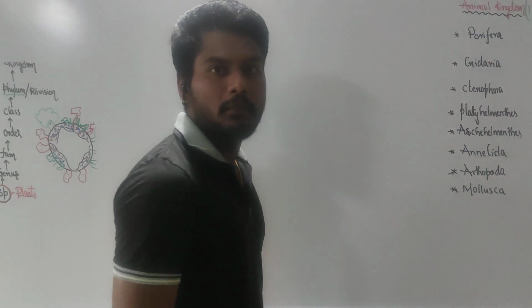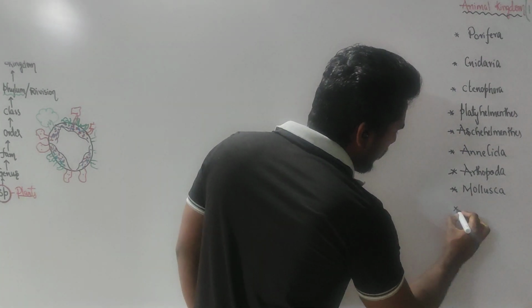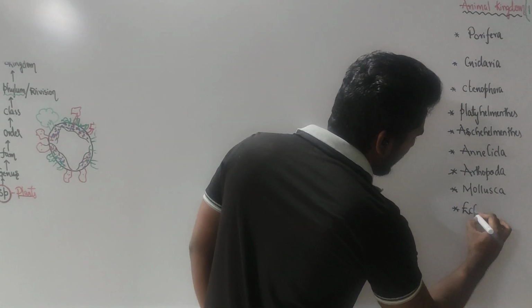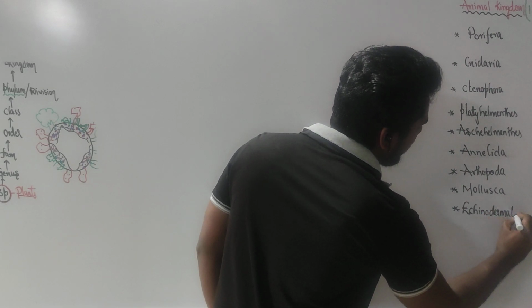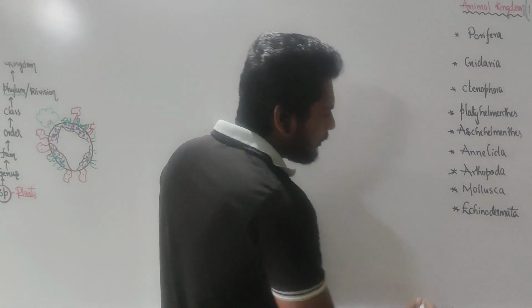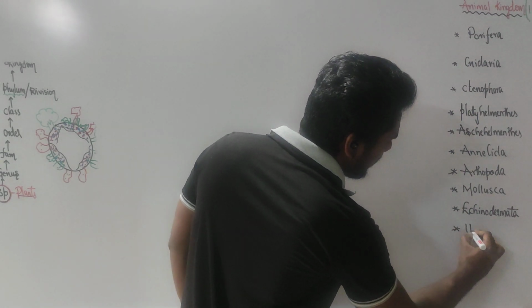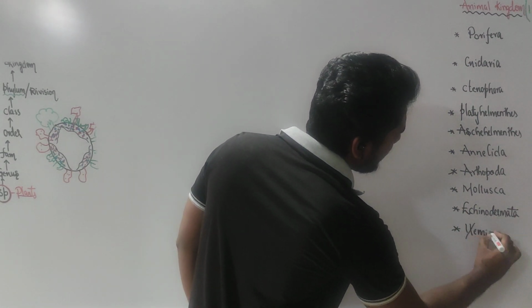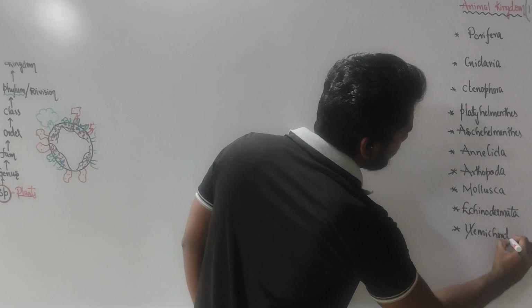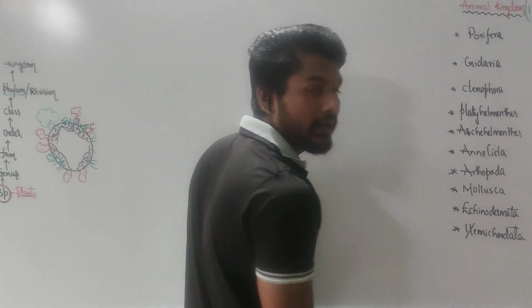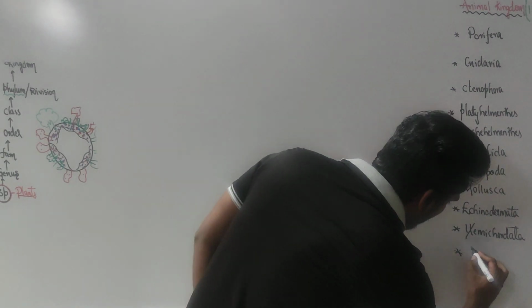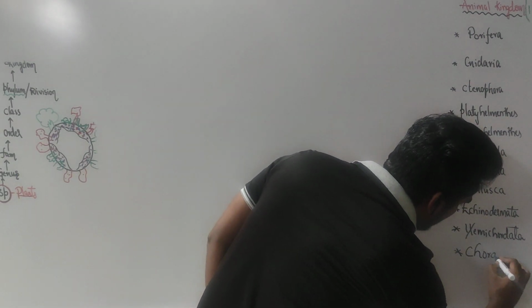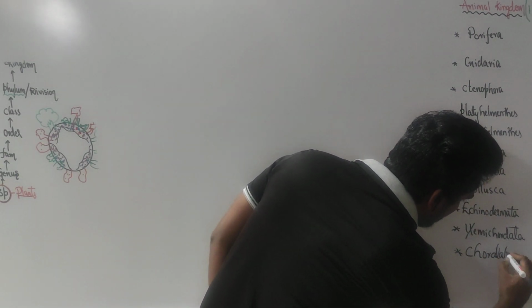Arthropoda is followed by Mollusca. And Mollusca is followed by Echinodermata. I will tell the word meaning. Echinodermata is followed by the 10th phylum. The 10th phylum name is Hemichordata. And Hemichordata is followed by the last phylum. The last phylum name is Chordata, or simply we call them chordates.